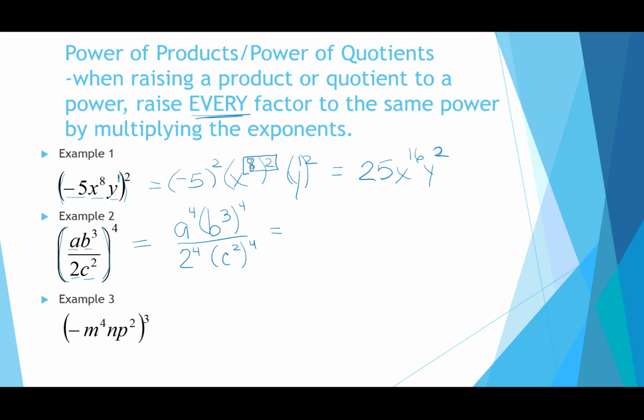So let's see if we remember the rules and what to do. A to the 4th, we have that. But when I'm raising this power to a power, we multiply those exponents. We would have b to the 12th. On the bottom, 2 to the 4th, that would be 16. And then c squared is being raised to the 4th power. Power to a power, we multiply those exponents. So our final answer is a to the 4th, b to the 12th, all over 16c to the 8th power.